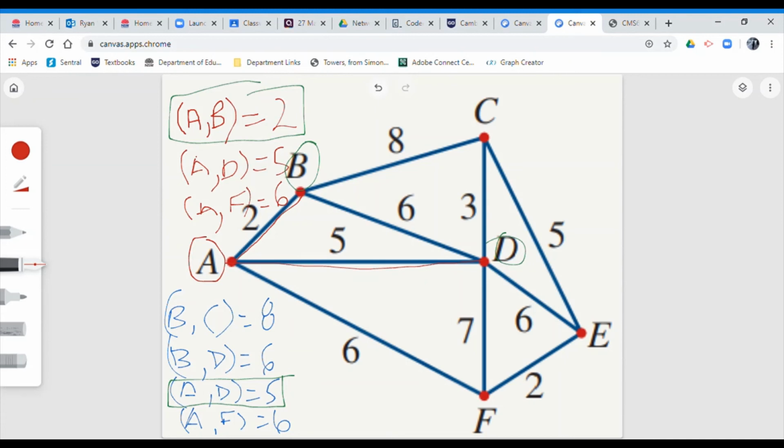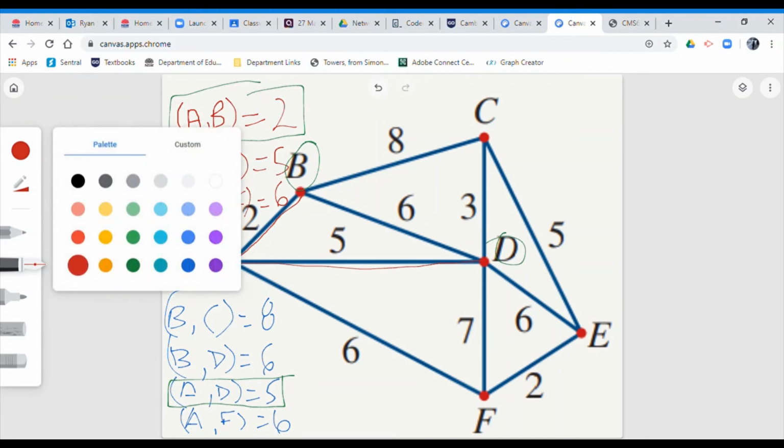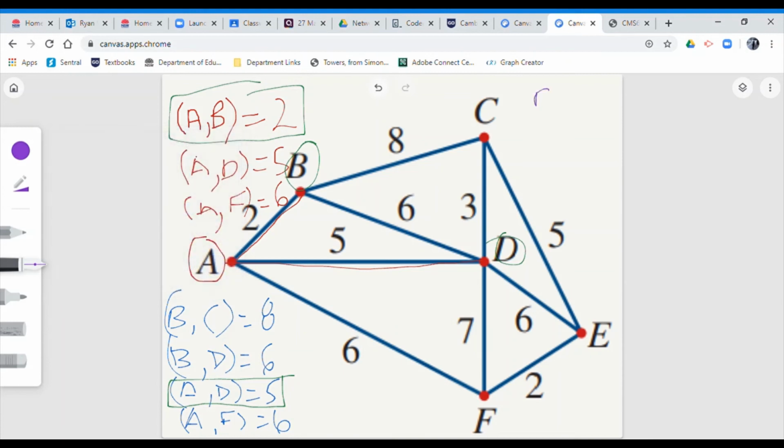So now we repeat. You list every possibility for A, B, and D, and you select the lowest value. So again, we can then continue on this. I'll pick another different color. We'll go with purple. Okay, so we've got B to C, which is 8. We've got D to C, which is 3.